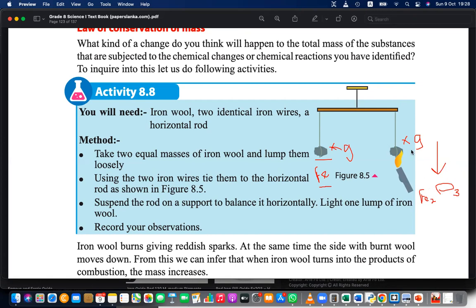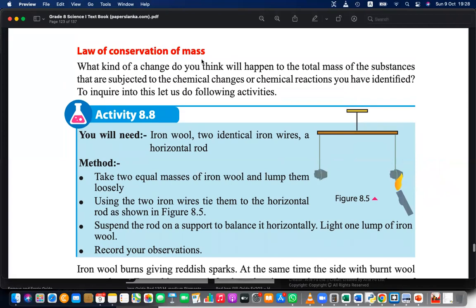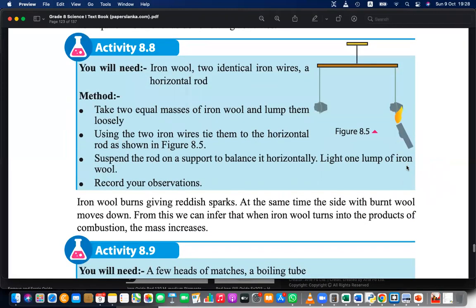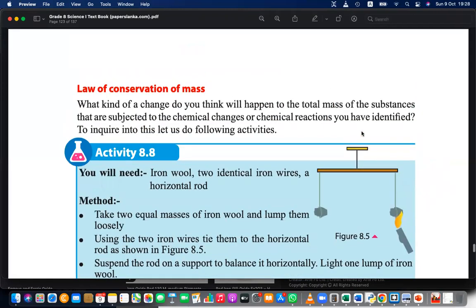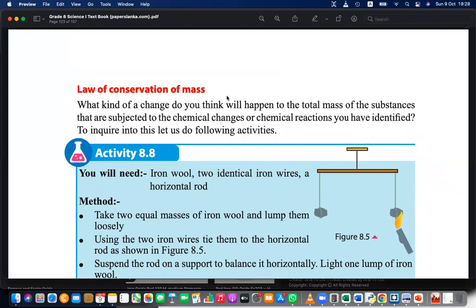So the increased weight came from the oxygen. Right, then tell me, is this false then? The law of conservation of mass. No, sir. True. When starting and ending the reaction, the masses should be equal, no? According to this law of conservation of mass.